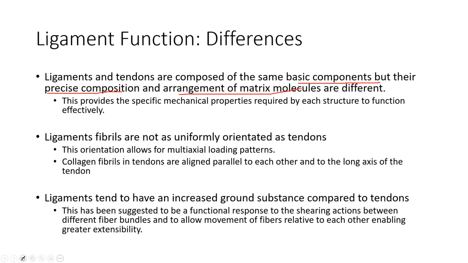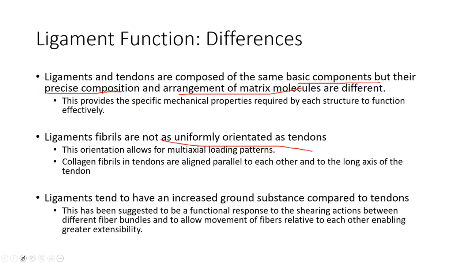Ligaments tend to have a little bit more ground substance than tendons as well. This has been suggested to be a functional response to shearing actions that may occur within ligaments and joints. These differences in composition allow for the different mechanical properties of each type of tissue. Ligament fibrils are not as uniformly oriented as tendons. This allows for multi-axial loading patterns, which is advantageous for what a ligament does to protect a joint.